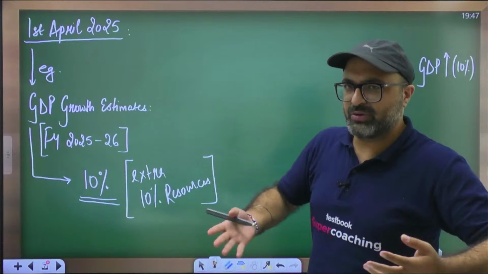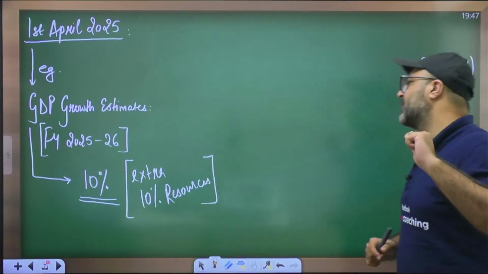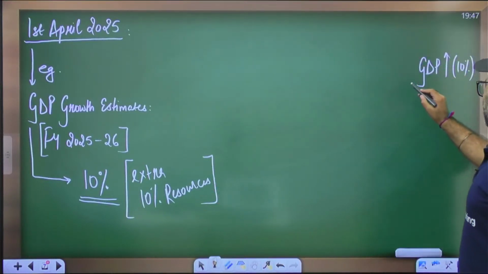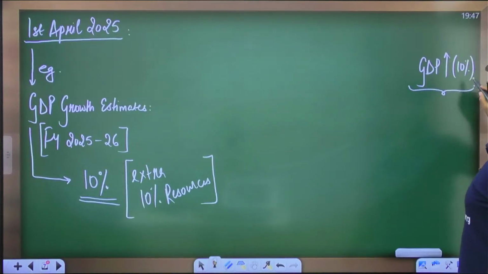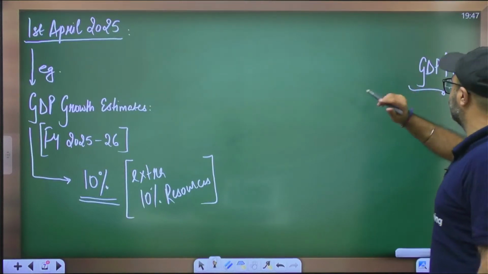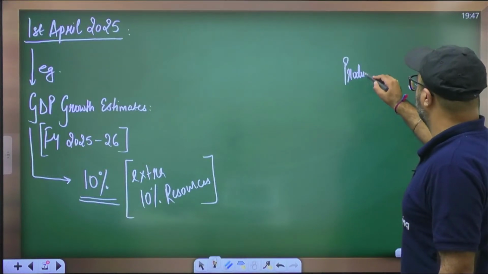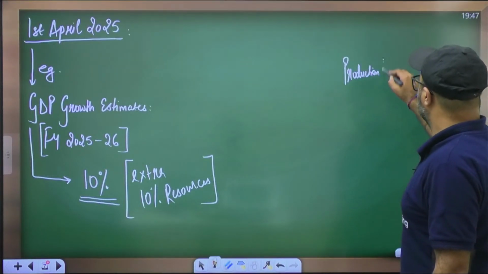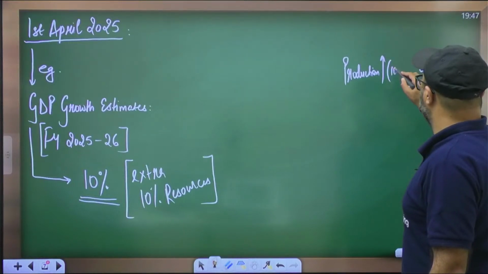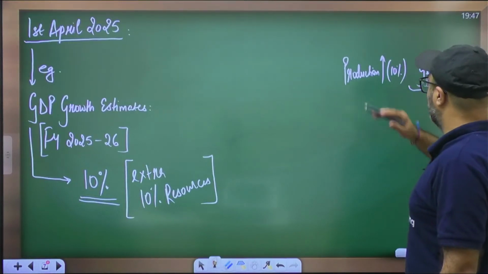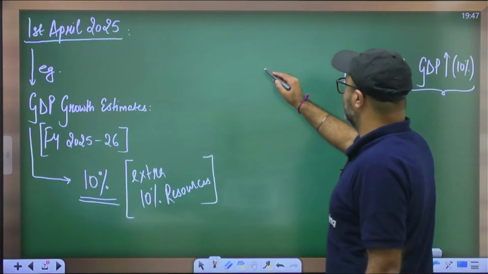Whatever we are producing, it is being consumed in India only. Okay. Now, this is the target for a nation. Now, in order to increase GDP by 10%, sir, the production of the country should increase by what? So production of the country should increase by 10%. Now the question is how we can increase the production.